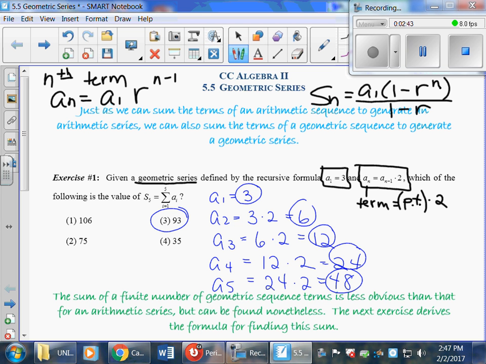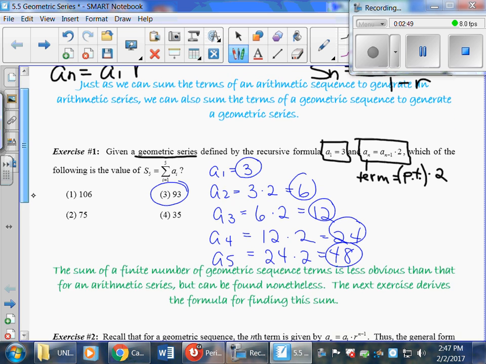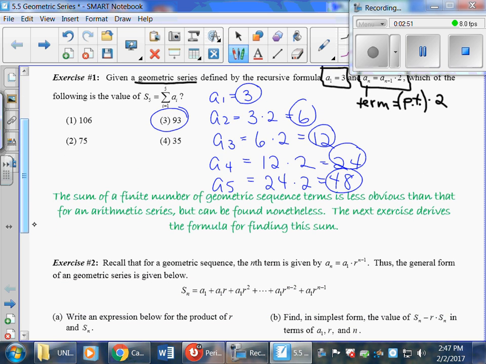Before you start looking at what the series looks like, you have to make sense of what the sequence looks like, because the series is simply adding all the terms of the sequence up. The sum of a finite number of geometric sequence terms is less obvious than that for an arithmetic series, but can be found nonetheless. So the next exercise derives the formula for finding the sum.